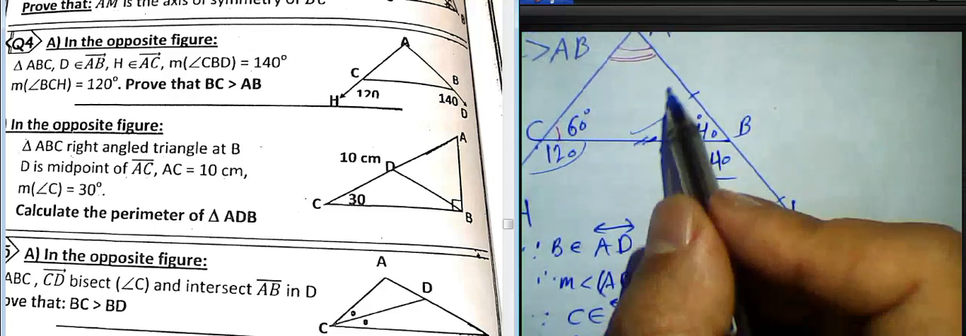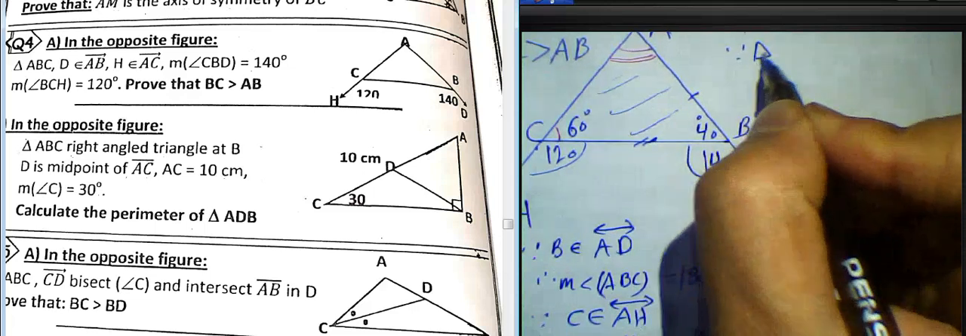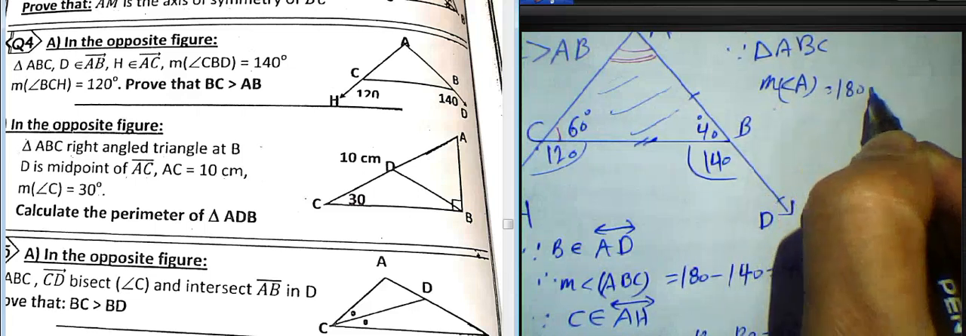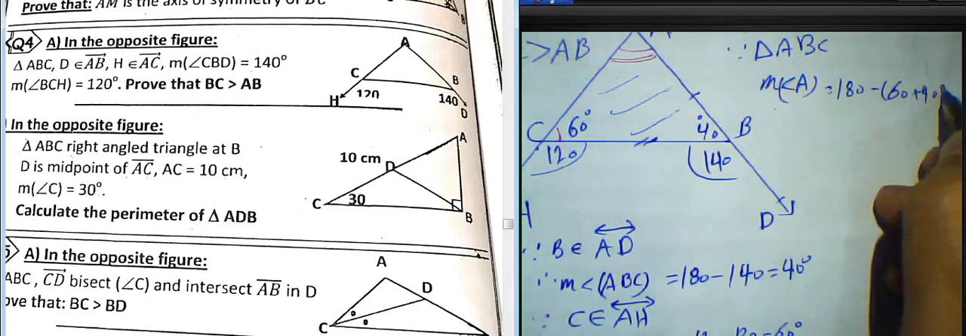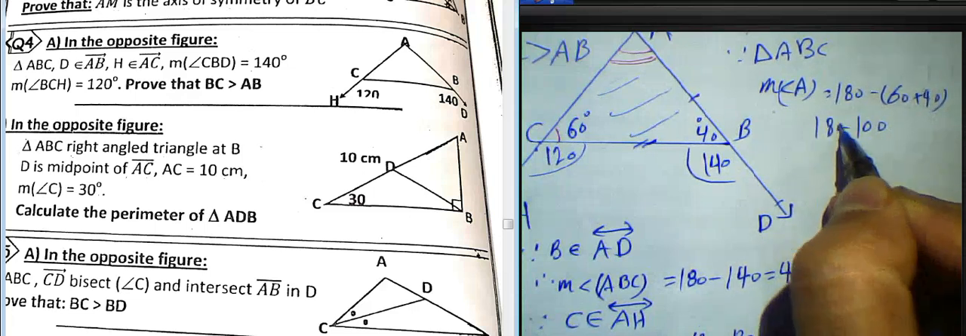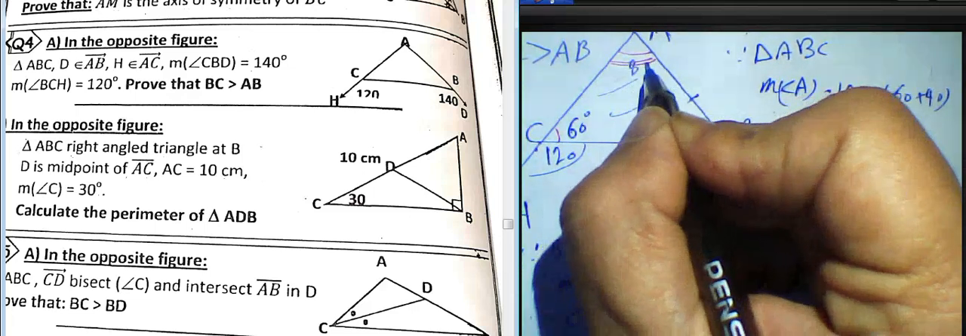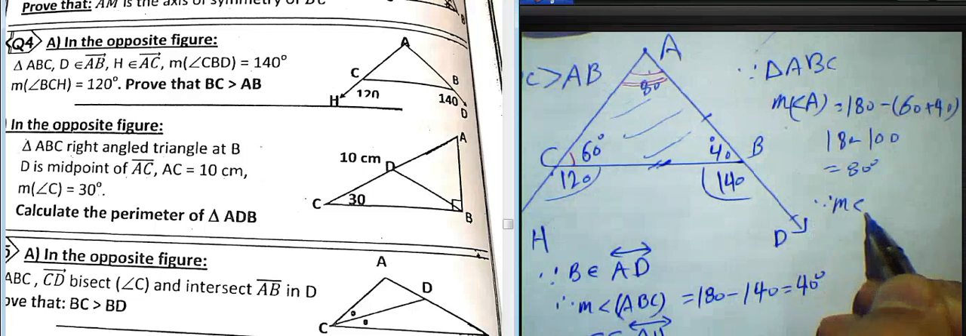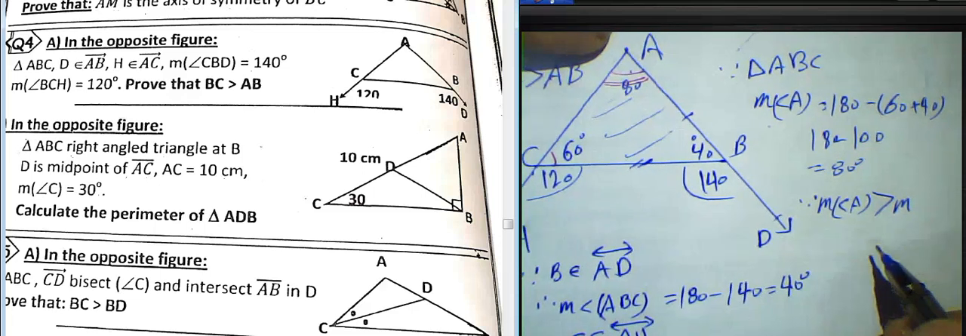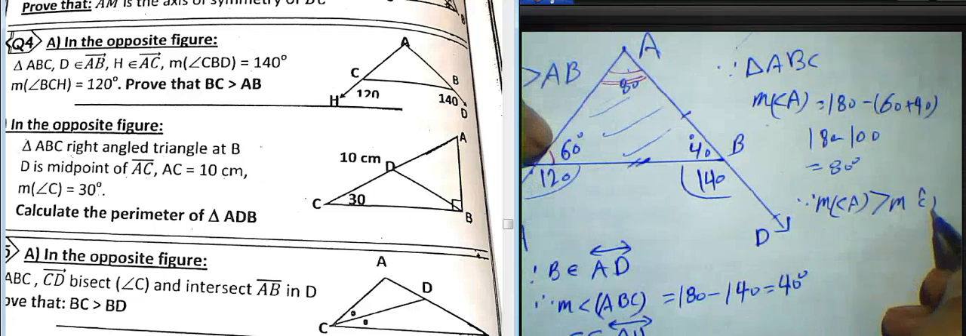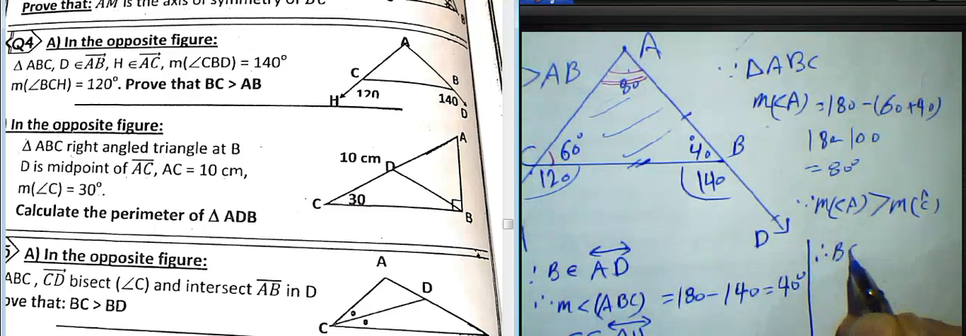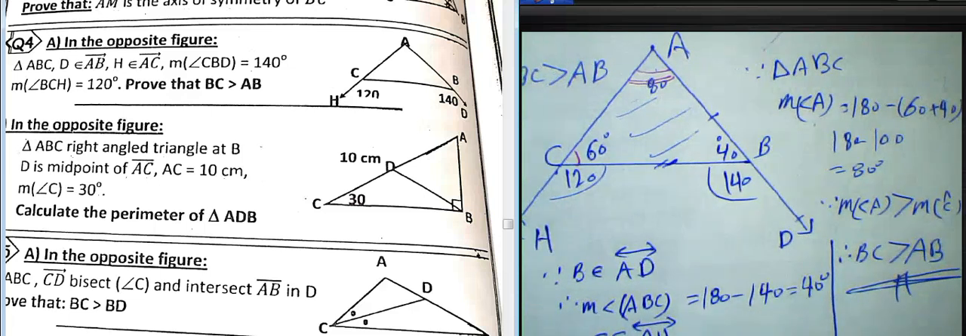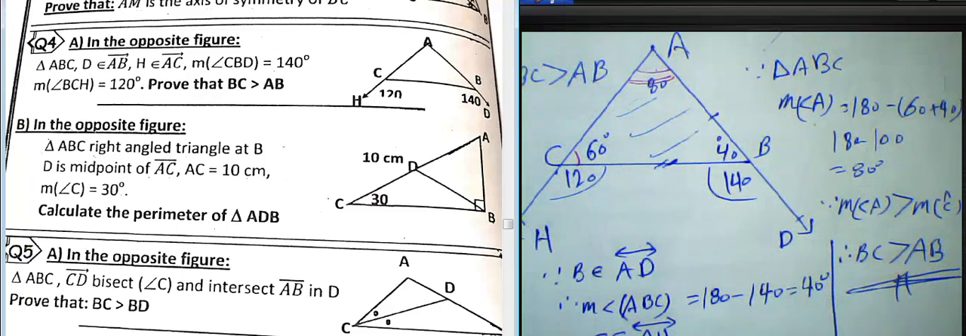Okay, because the sum of interior angles in a triangle equals 180, in triangle ABC measure of angle A equals 180 subtract 60 plus 40, 180 subtract 100. The result will be 80 degrees. This angle will be 80 degrees. And then 80 is more than 60, so measure of angle A is greater than measure of angle C. Then we proved that BC is greater than AB. Okay? Look at the next question here. Question number B.